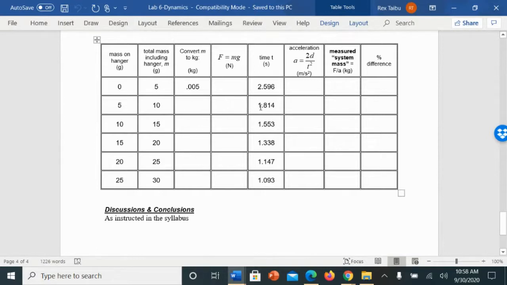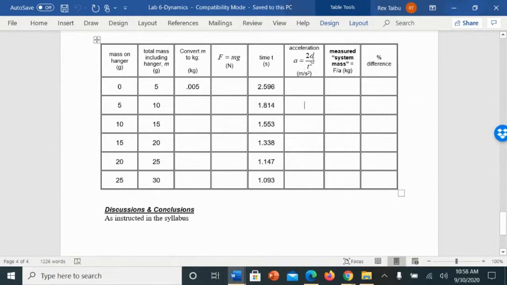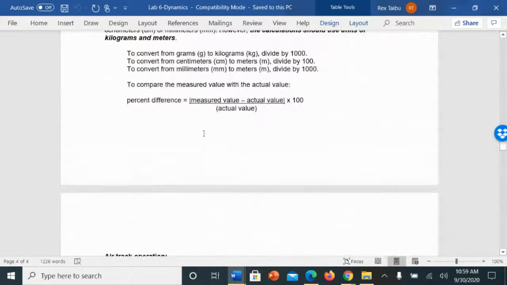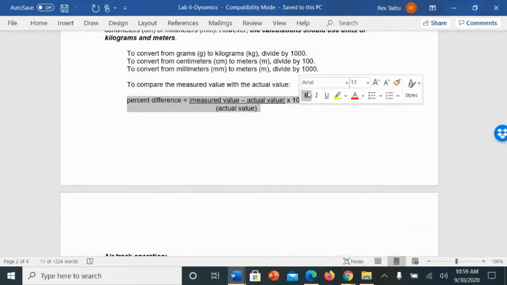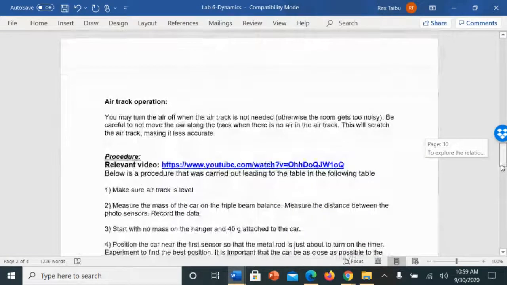If you run the experiment, the time was found to be this, and the acceleration will be twice distance, same distance, 0.5. So find acceleration here and find the system mass. It will be F over acceleration. Your mass will be here. Percentage difference, that will be the formula here. I think there's a formula somewhere here. You can use this formula for percentage difference: measured value minus actual value over actual value. That is the percentage difference.